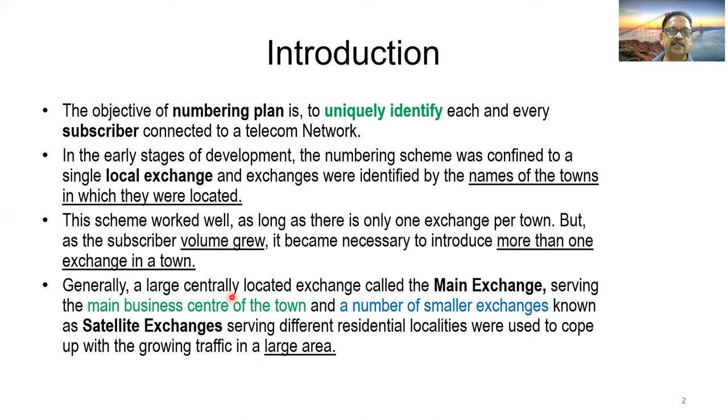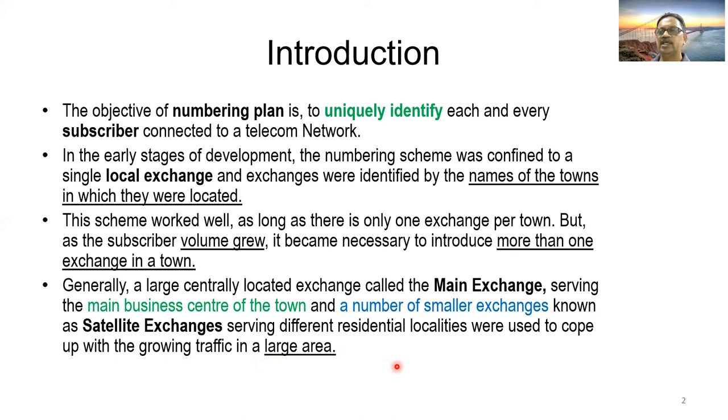Generally, a large centrally located exchange called the main exchange served the main business center of the town, and a number of smaller exchanges known as satellite exchanges serving different residential localities were used to cope with the growing traffic in a large area. As the town expands and the number of users expands, to resolve this problem, smaller exchanges are installed in addition to the main exchange, in the peripheries or in different upcoming localities.